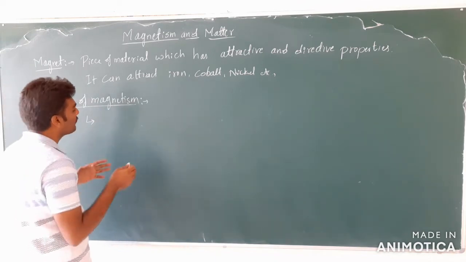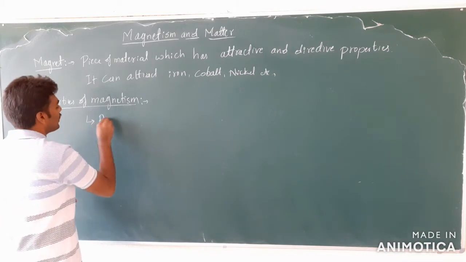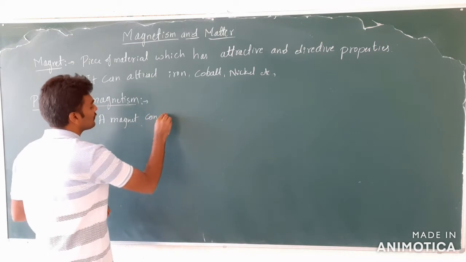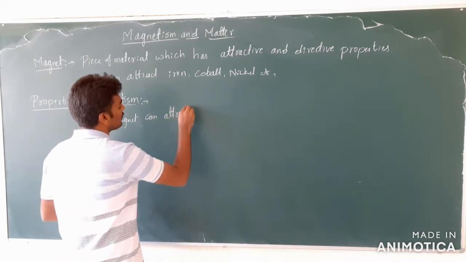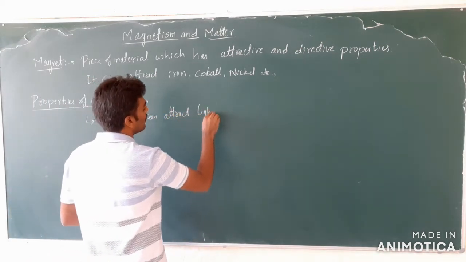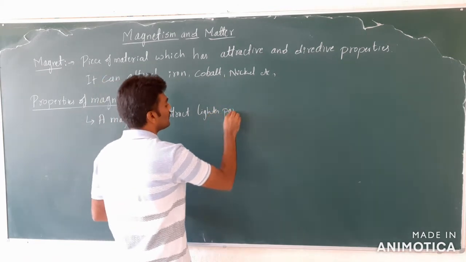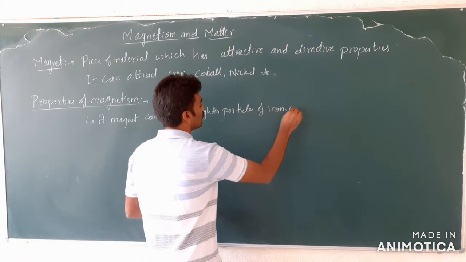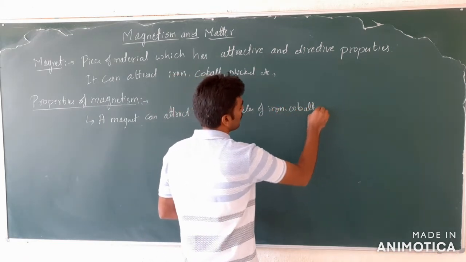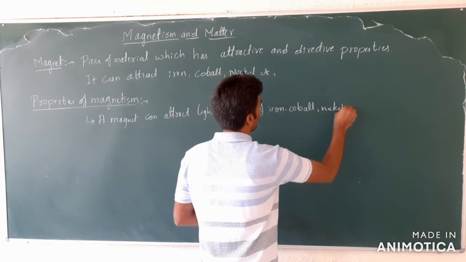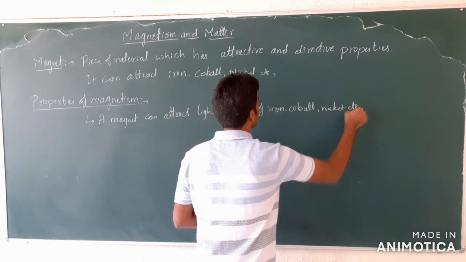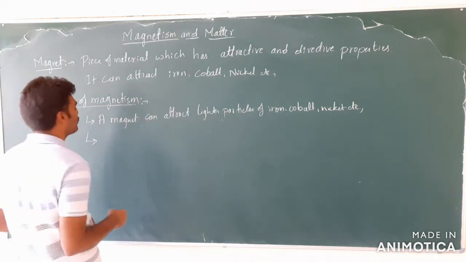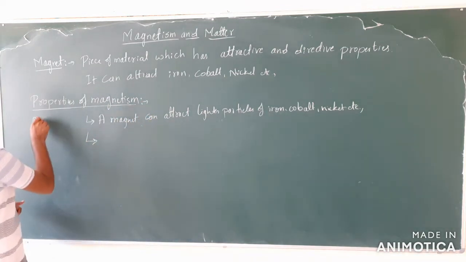let us begin with the basic property. A magnet can attract lighter particles of iron, cobalt, nickel, etc. Right? Next, this comes from the property of attraction. Okay, this is called attractive property.